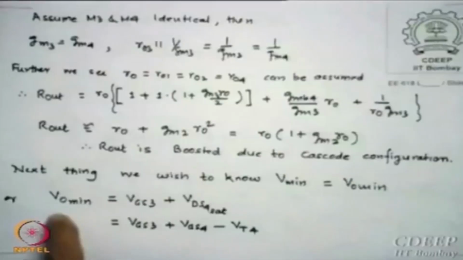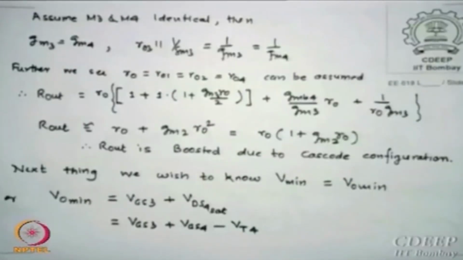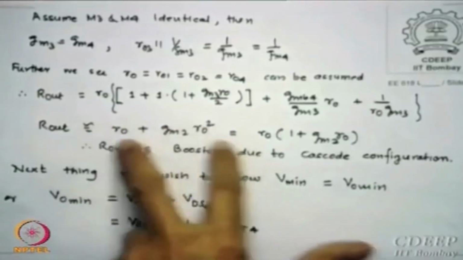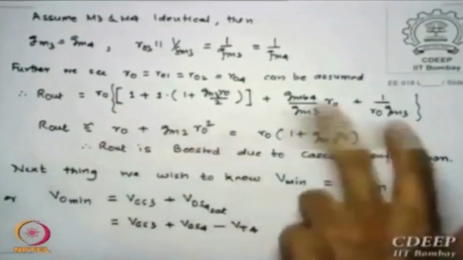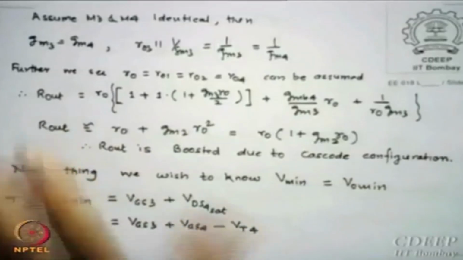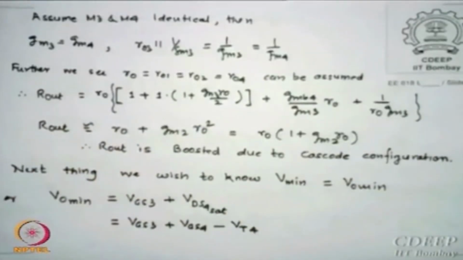So obviously we knew it is a cascode and therefore it has to boost RO. Now VO minimum is the next thing we want to know. You just write this final expression which is of relevance to you. R out is RO plus GM2 RO square. By cascode the output impedance has been boosted by gain times RO; GM RO is the gain, so times RO is the boosting of that.